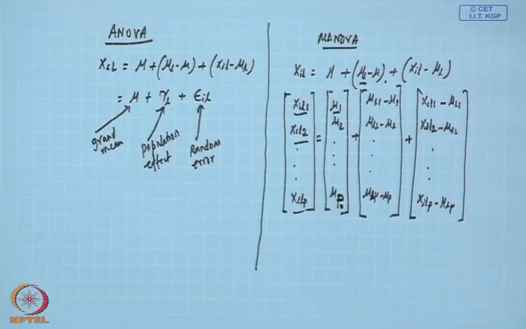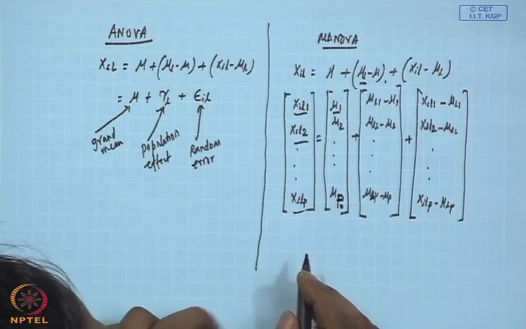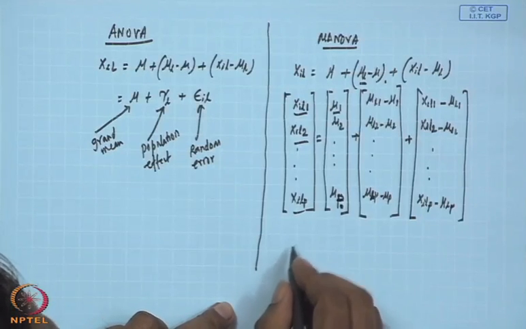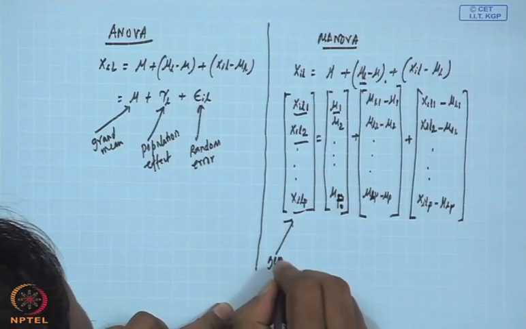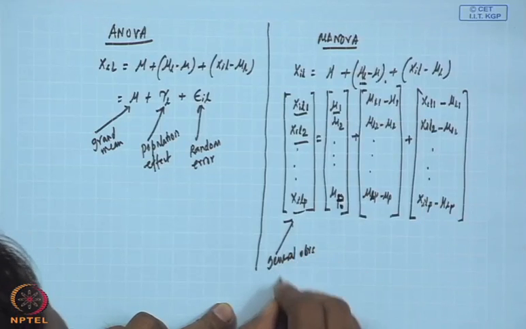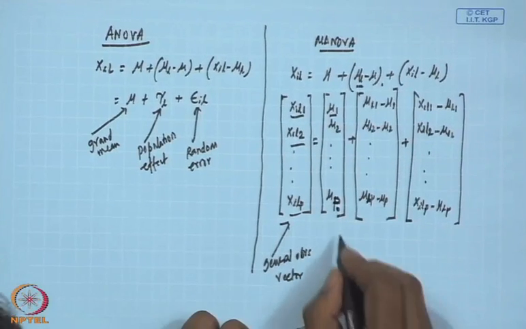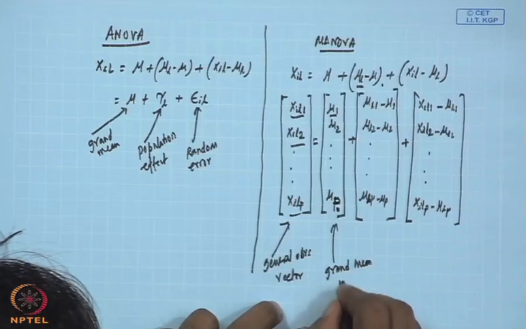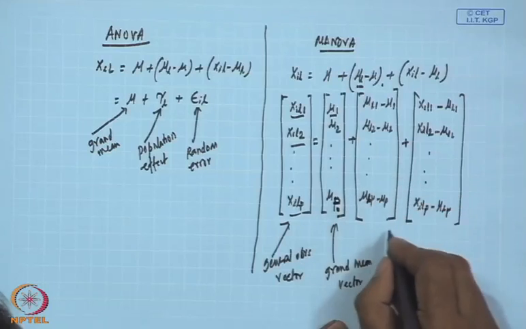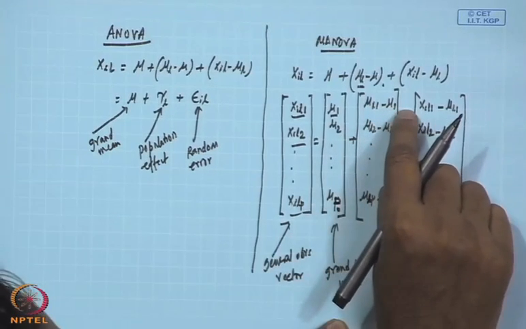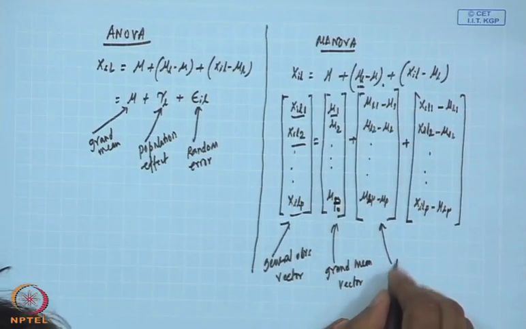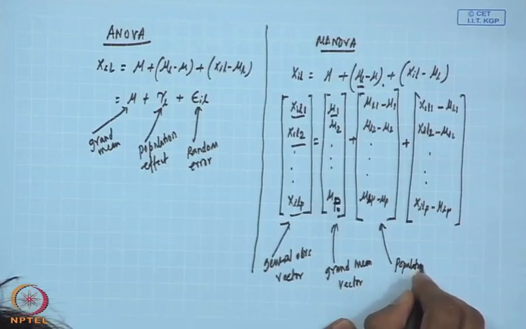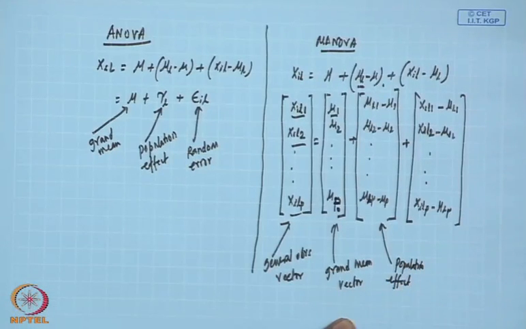This is what is partitioning the general observation into 3 components. One is the general observation vector on the left hand side, and on the right hand side this is your grand mean vector. Then the other one, mu L1 minus mu 1 and so on, we are saying is the population effect vector, and the last one is the random error vector.